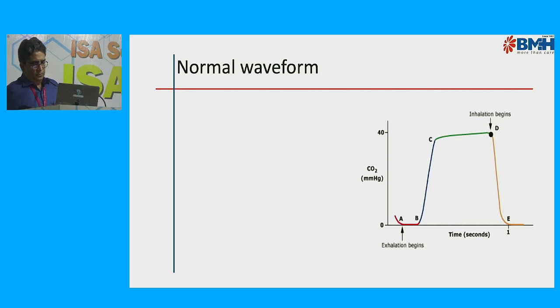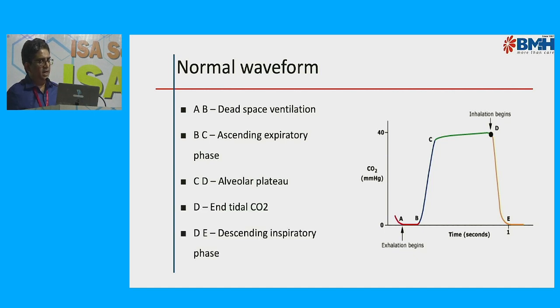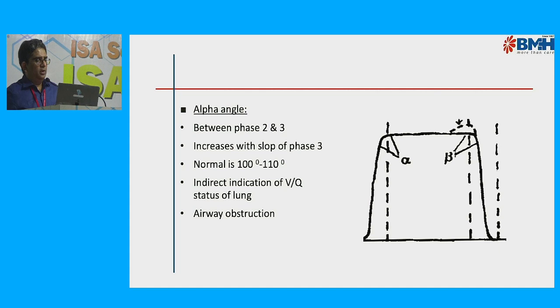Very good. Then there are 2 angles, alpha and beta. We'll come to it. So, you have said everything. AB is dead space ventilation, BC is the ascending expiratory phase, CD is the alveolar phase, end-tidal carbon dioxide, and then the descending inspiratory phase. So, you should be able to say all these things. Now, there are 2 angles. Sana, you can tell about the alpha angle.